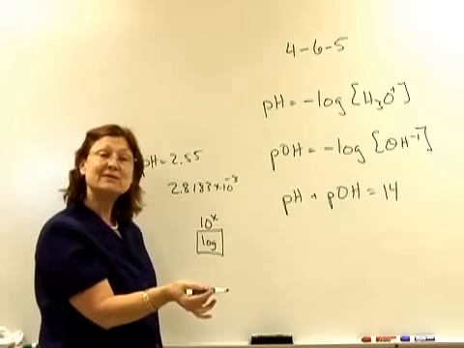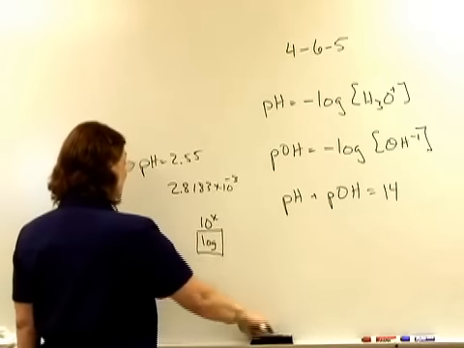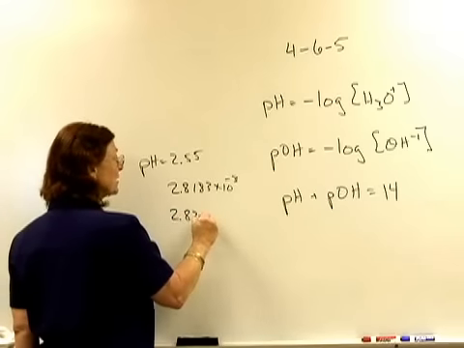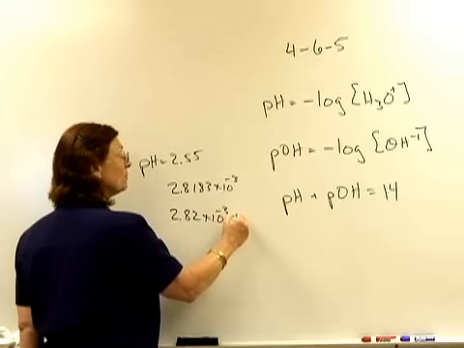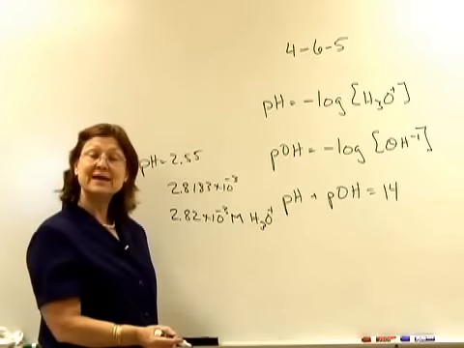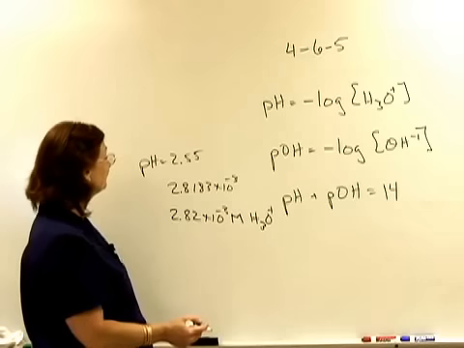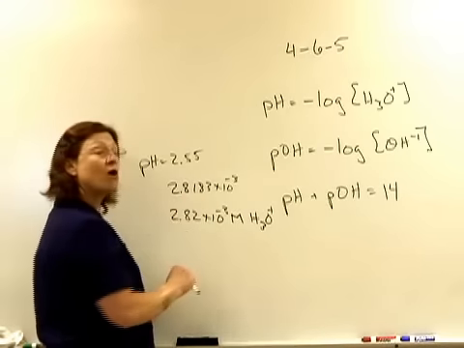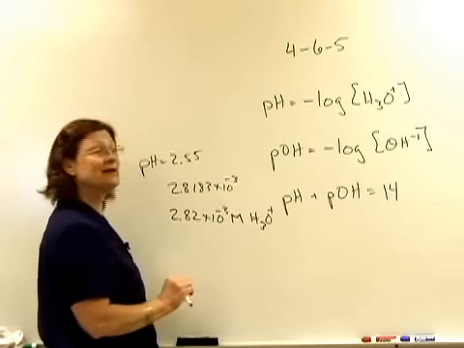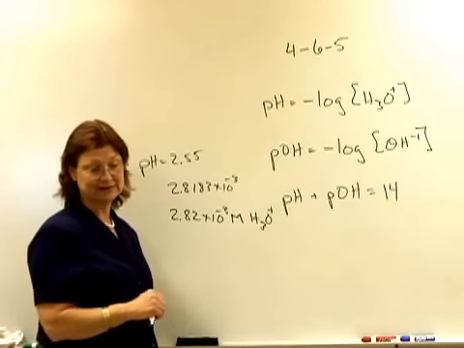And we're always going to take these numbers to the hundredths place. So therefore, my answer in this case is 2.82 times 10 to the negative 3 molar hydrogen or hydronium ions would be the answer to my first question. We're going to round them always to the hundredths place. Both pH and the concentrations we will take to the hundredths place so that we're doing these things consistently.